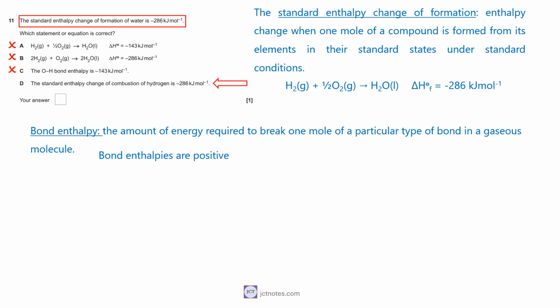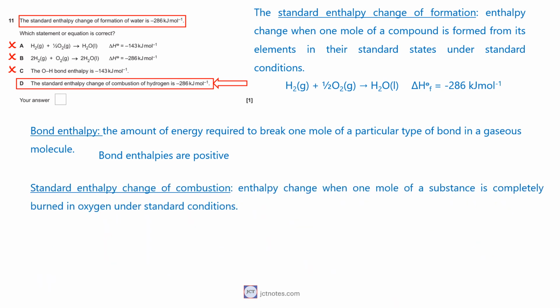Option D refers to the standard enthalpy change of combustion of hydrogen. The standard enthalpy change of combustion is defined as the enthalpy change when 1 mole of a substance is completely burned in oxygen under standard conditions. In the case of hydrogen, the equation is 1 mole of hydrogen gas plus half mole of oxygen gas to give 1 mole of water liquid. This is the same equation as the standard enthalpy change of formation of water, and, therefore, its value is -286 kilojoules per mole. This statement is correct and the answer is D.